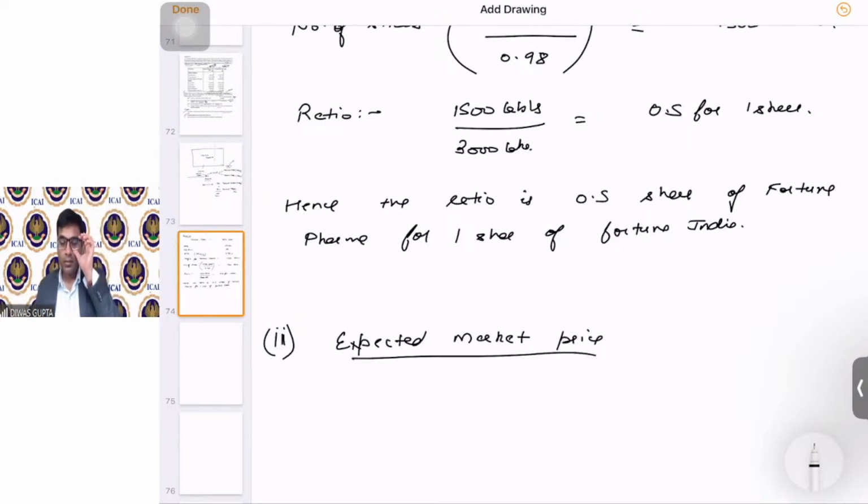Can anyone share their thoughts? How will we calculate the expected market price, students? Or at least, what approach can we use to calculate it? And this is after demerger. What business is left with Fortune India Limited, which is the FMCG business?